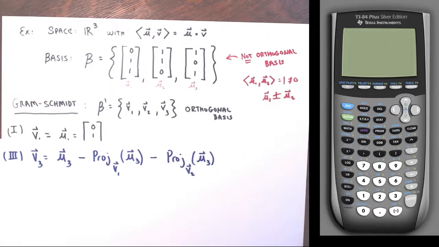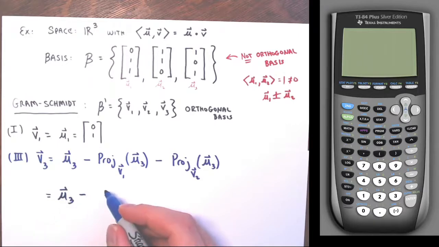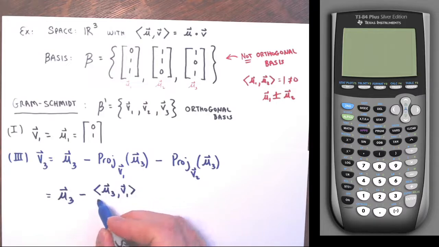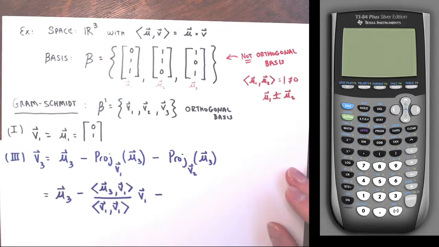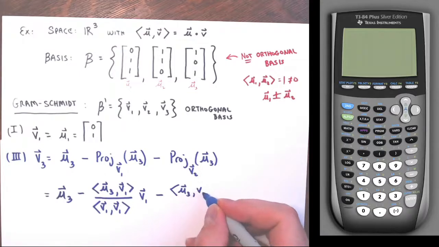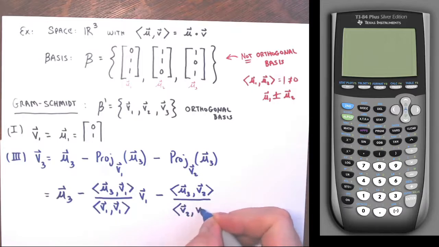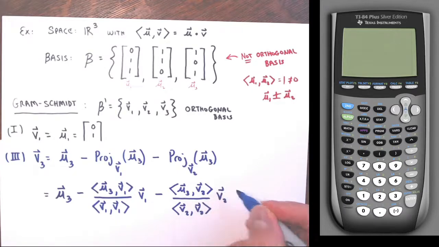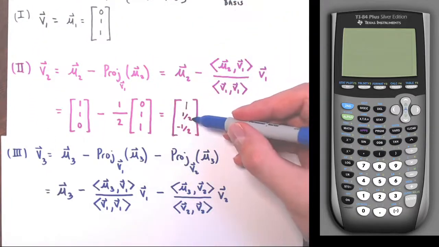All right. Okay, now let's work through these. Again, the formulas would be u3 minus the inner product of u3 with v1 divided by the inner product of v1 with itself times v1, minus the projection of u3 onto v2, the inner product of u3 with v2 divided by the inner product of v2 with itself times v2. Remember what v1 and v2 are. They're up here: 0, 1, 1, and 1, 1/2, negative 1/2.